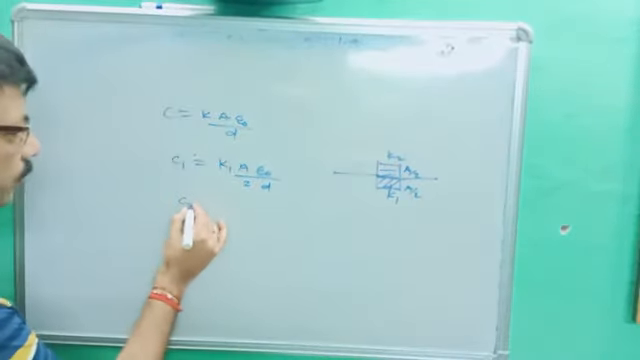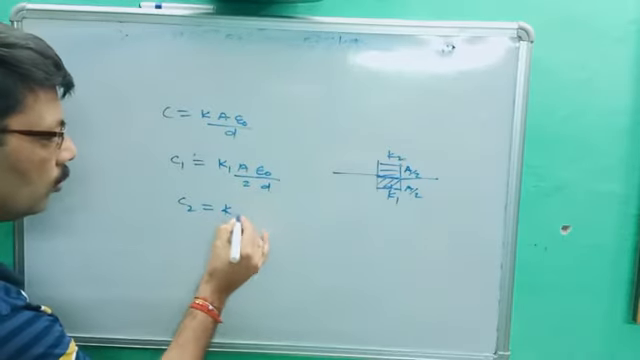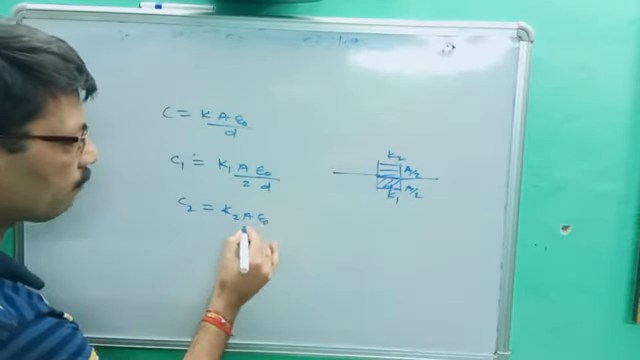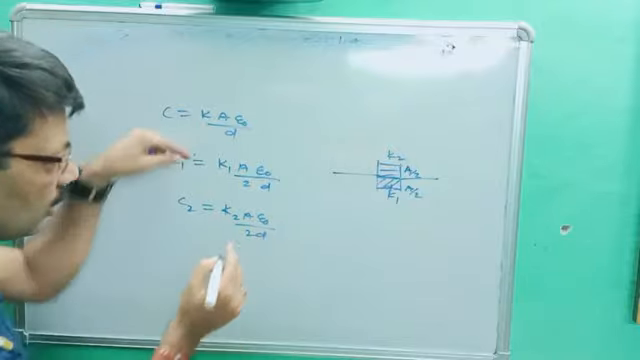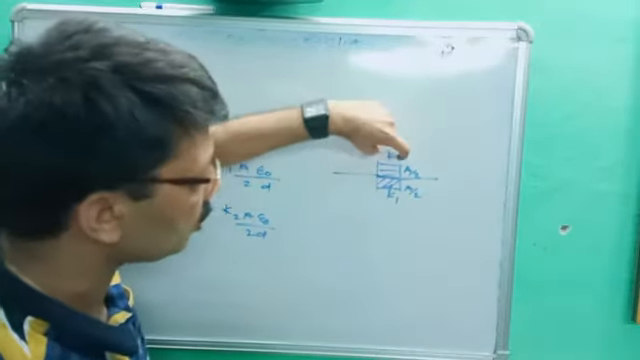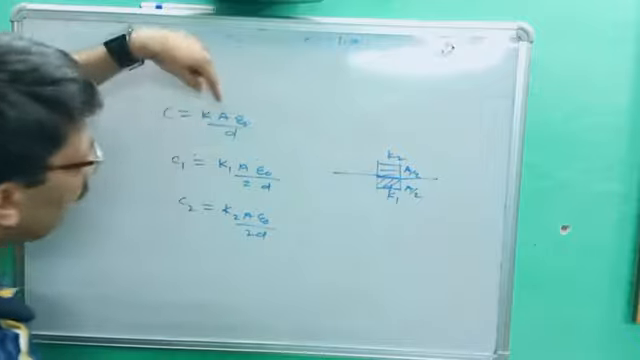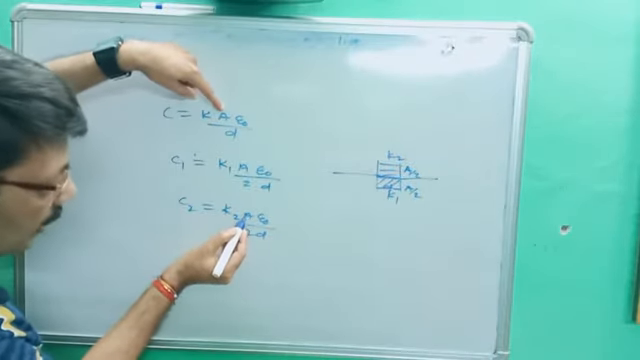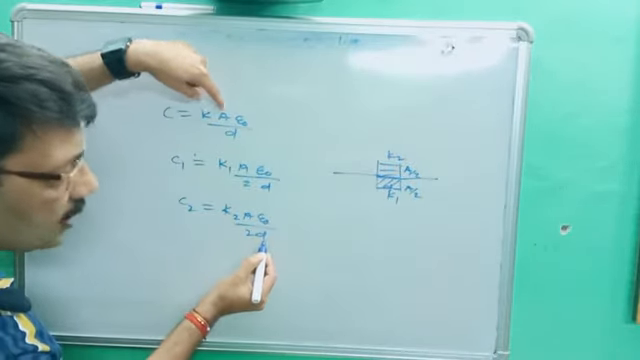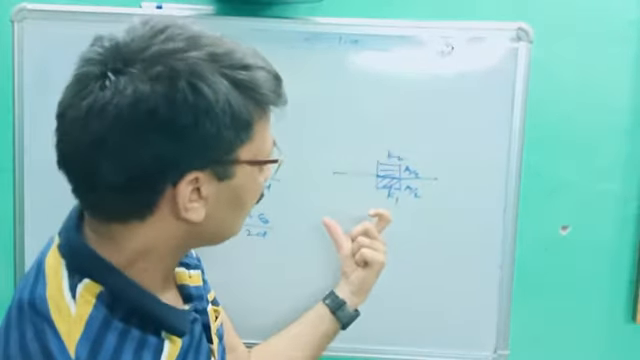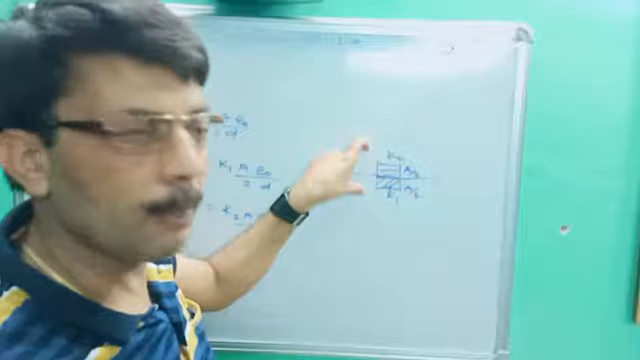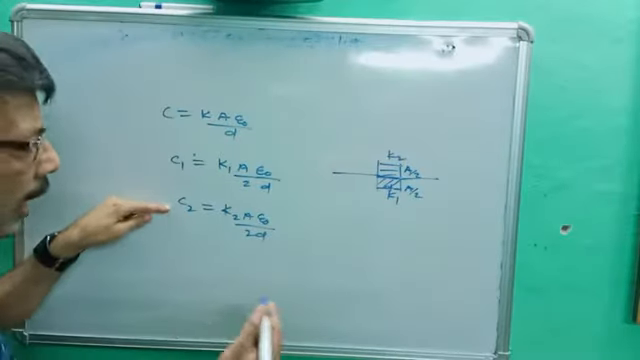What is the value of C2? C2 is equal to K2 A epsilon naught upon 2D. Same thing here: K1 there, and here we get K2. The distance is the same. The area becomes A by 2. In the place of A, we write A by 2, epsilon naught upon the distance, which remains the same, only D. Now, as I said, if the area divides, they are in parallel combination. So C1 and C2 are in parallel.